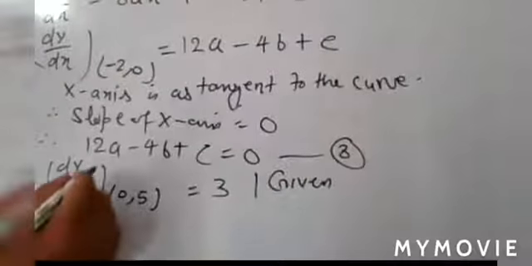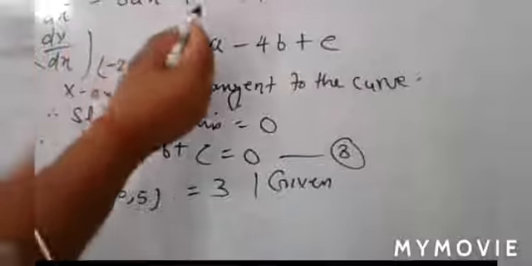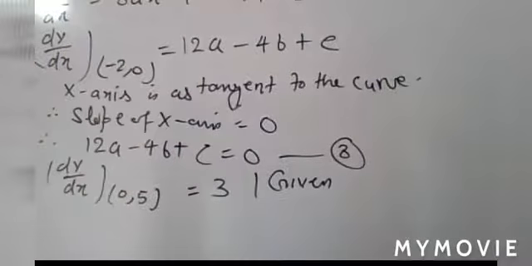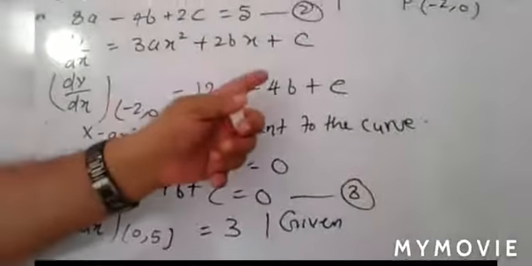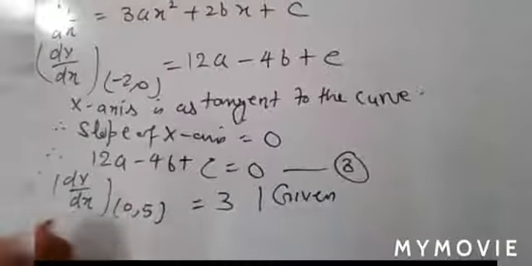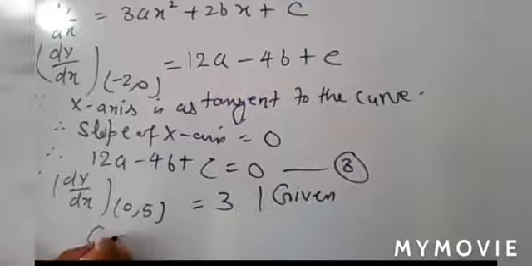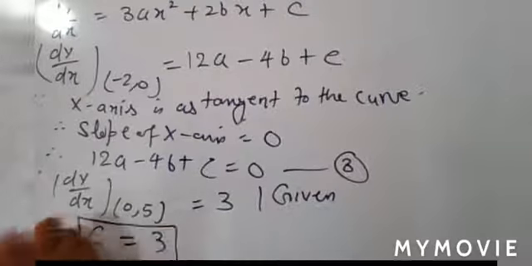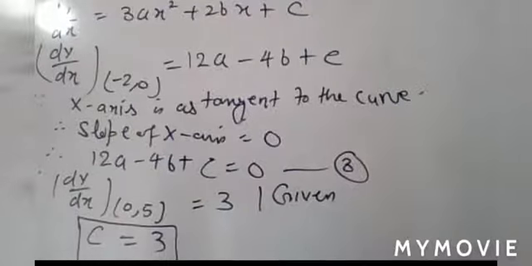That is given in your question. So here your value of dy by dx is given as 3ax square plus 2bx plus c. Putting x equal to 0, you have c is equal to 3. In this way, the value of c is known.